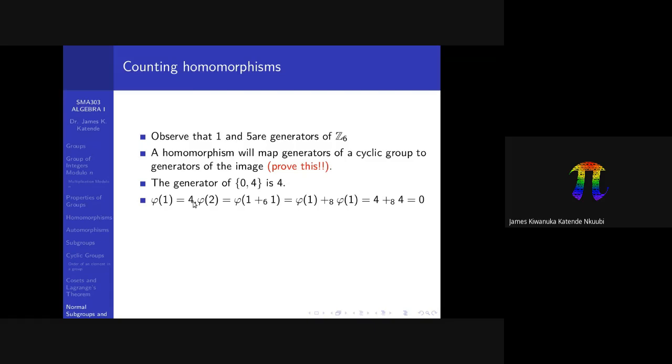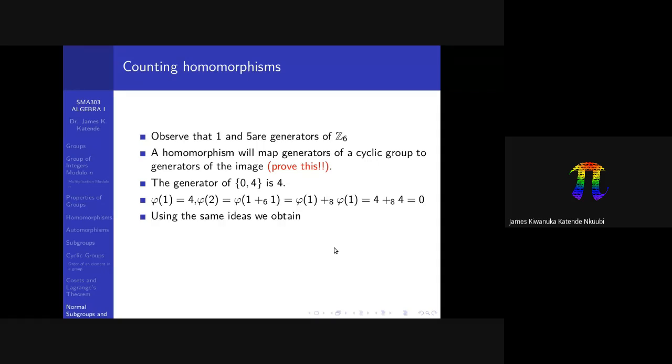1 has already been sent to 4. So I know that this will be 4 plus 4. But now my addition is modulo 8. And 4 plus 4 modulo 8 will be 0. So that means 2 will be sent to 0.